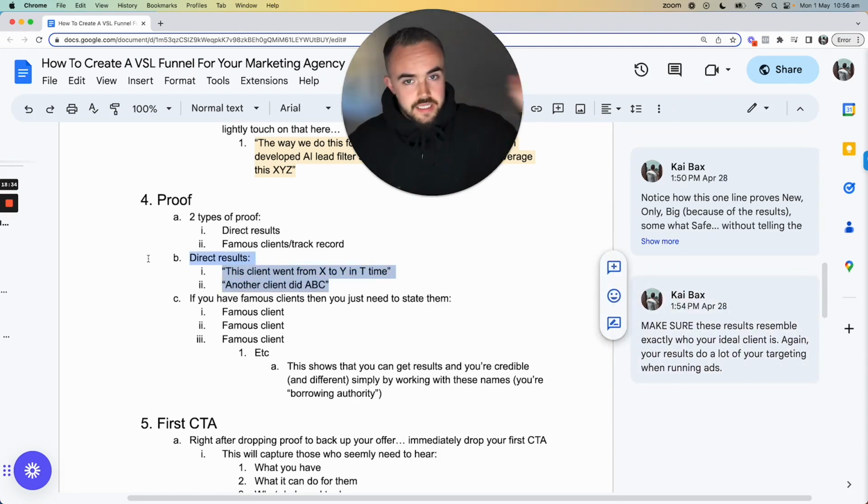So that's one type of result. This client did this in this time frame. Another type of result is if you have a famous client, then you don't need to state their results, you just name them, because this is where you borrow authority from your track record.